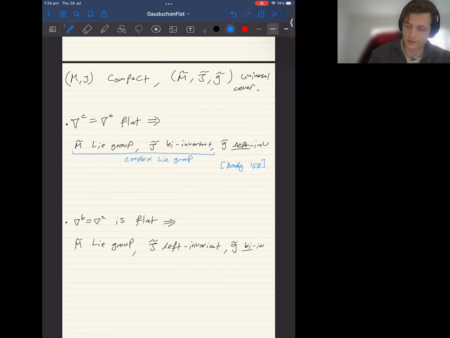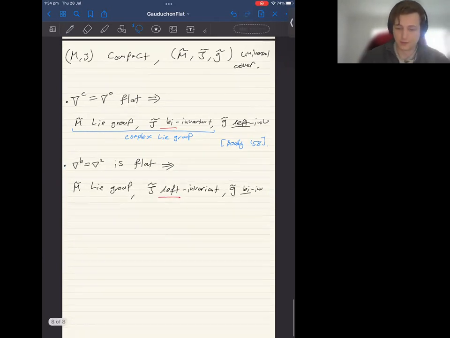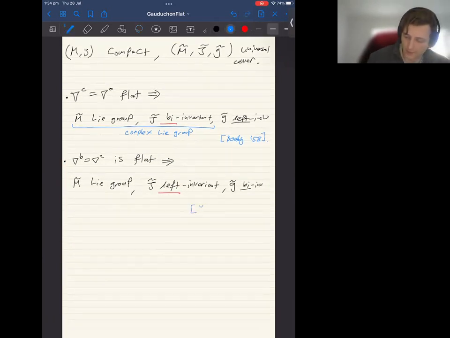Okay, so notice that for Chern flat, we had J bi-invariant. Maybe I'll do this in red. J was bi-invariant and g was left invariant. But then you look at the other distinguished connection, the Bismut, the roles switch. Now J is left invariant, but g is bi-invariant on this Lie group. And this was done more recently by Yang, Wang, and Zheng. This was done in 2016.